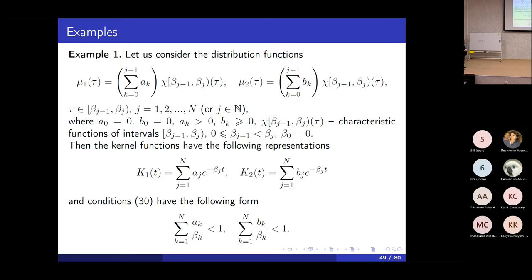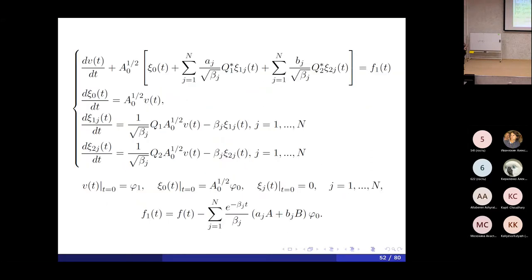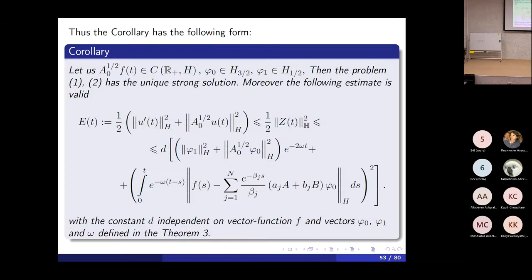Two examples, not trivial, but quite simple: the example when kernels are sums of decaying exponentials. Here we can write our system in the following way, and I must say that mathematicians from Crimea, first of all Nikolai Dmitrievich Kapustin, and his post-grad student, now a doctor of sciences, Dmitry Zakora, use analogous constructions. And in this situation, we have the following estimate of our energy. This result is quite similar.